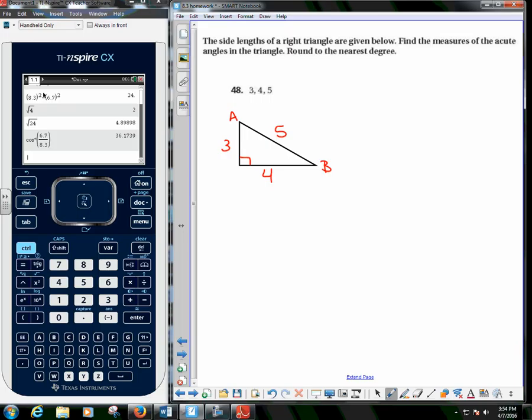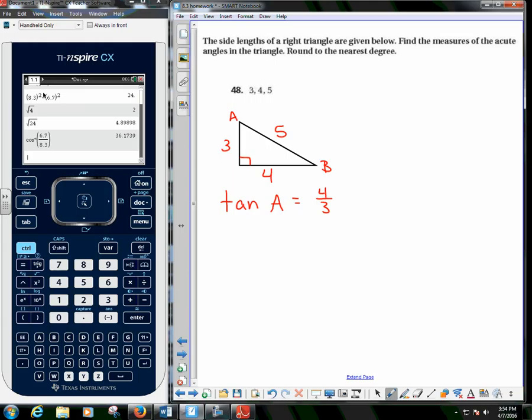I can use any trigonometric function that I want for A because I know all 3 sides. So I'm going to say cosine. Actually, we just did cosine. The one thing that we haven't done lately is tangent. So I'm going to say tangent of A would be, well, tangent is opposite over adjacent. So tangent of A is 4 divided by 3.